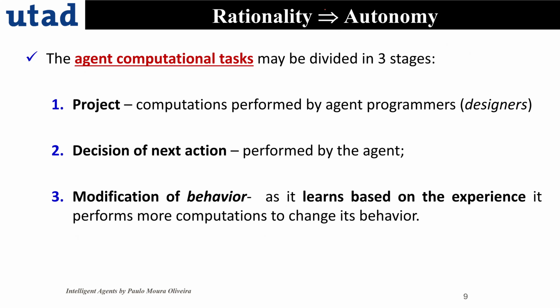And rationality also implies autonomy. The computational task of an agent can be divided in three stages: the project, the decision of the next action, and the modification of the behavior. The project is the computations performed by the programmers. The decision of the next action is performed by the agent based on the program and the perceptions. And as for the modification of the behavior, as the agent learns based on experience, it performs more computation to change its behavior.